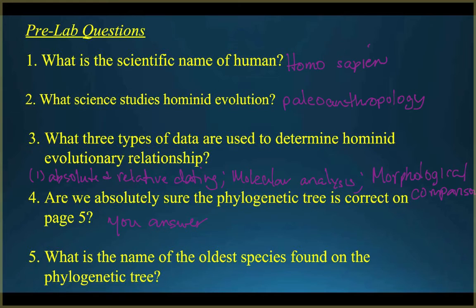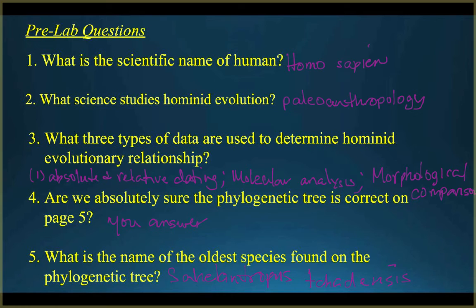What is the name of the oldest species found on the phylogenetic tree we have? Well, you could say the last common ancestor is the oldest, but we haven't found it. So it's not really the oldest species that's found on that phylogenetic tree that I showed you. It is Sahelanthropus tchadensis, sorry. How many times can I say this word? Tchadensis. The T is silent.